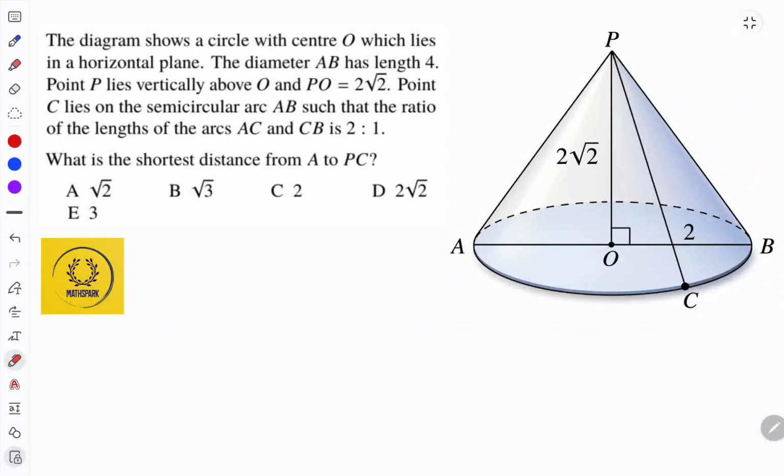Hi there! This question took me almost an hour to find the cleanest solution. Let's dive in and figure it out together.